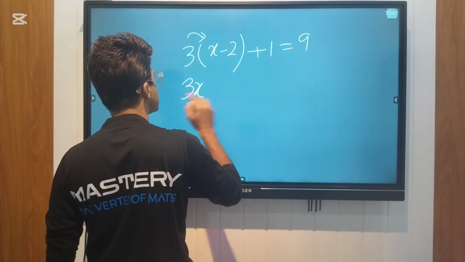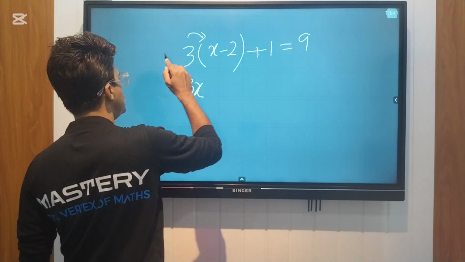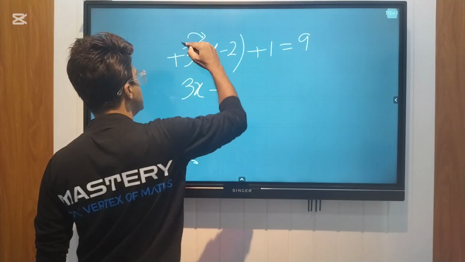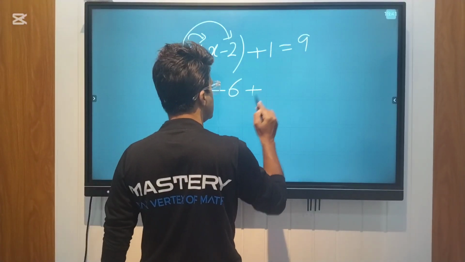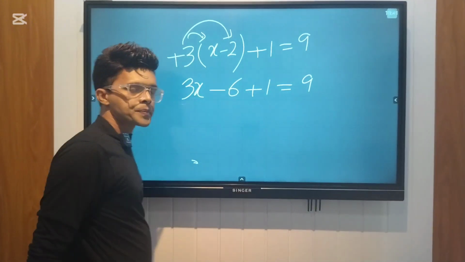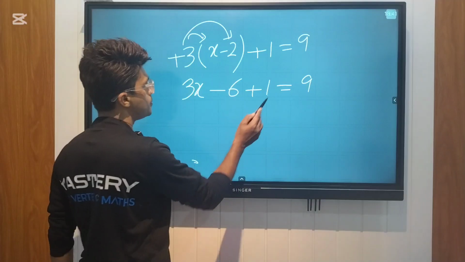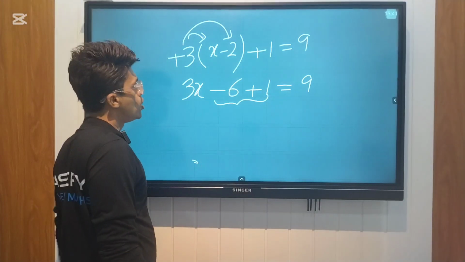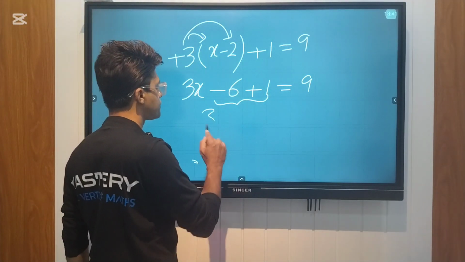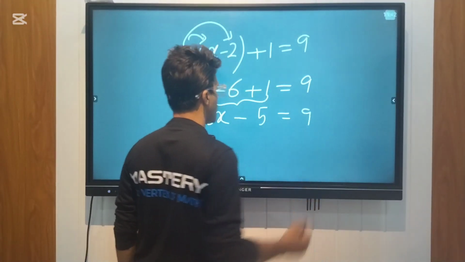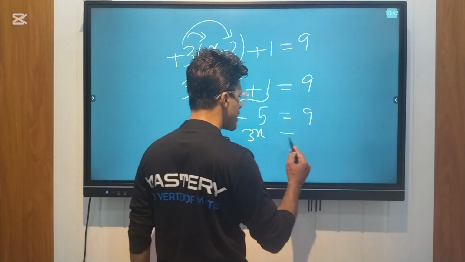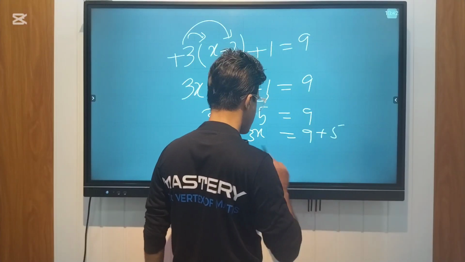3 into x is 3x, here plus, here minus, plus into minus gives minus 3 times 2 is 6, plus 1 equals 9. So here minus 6 and plus 1 can be simplified: minus 6 plus 1 is minus 5, equals 9. This minus 5 is brought here, it becomes plus 5.